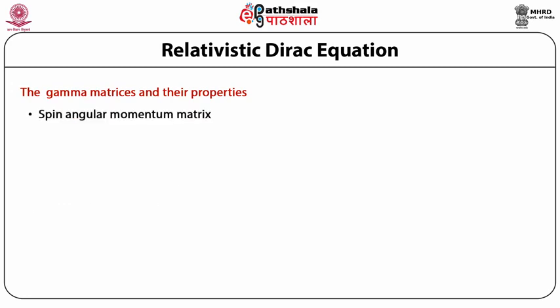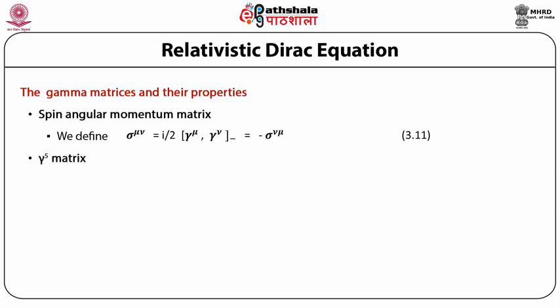The spin angular momentum matrix is defined as sigma mu nu, which is i by 2 times the commutator of gamma mu and gamma nu, and which is equal to minus sigma nu mu. When you interchange mu and nu, it changes sign as it is antisymmetric. And because of the antisymmetric property, there are n into n minus 1 by 2, or 6, of these independent matrices in 4 dimensions. They are related to the spin angular momentum of fields obeying the Dirac equation, or particles of half integral spin.